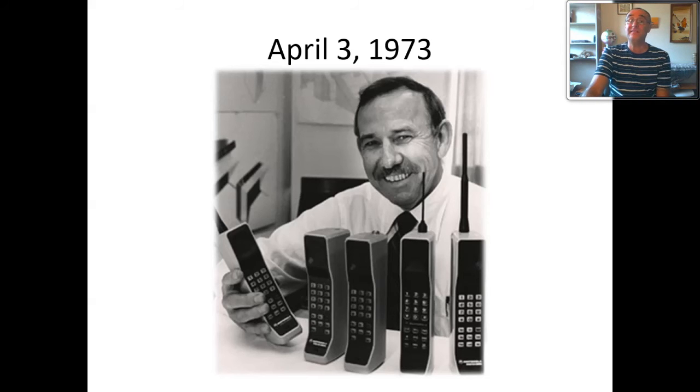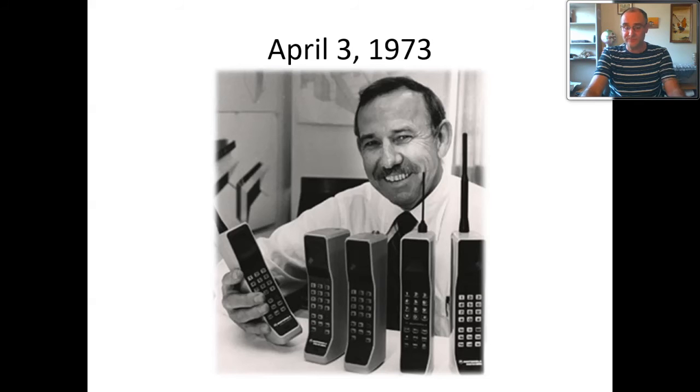On April 3rd, 1973, this guy that you see on the screen in front of you, Martin Cooper, picked up the first cellular phone and made the first cellular telephone call to a rival engineer at another company and said, guess what? I am calling you on a cellular telephone. And that rival engineer was not too happy about what he heard, because several engineers at different companies were working on this technology. And Martin Cooper here at Motorola was the first one to make the first cellular telephone call.